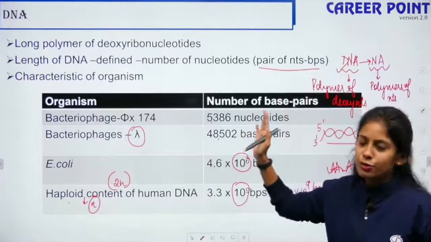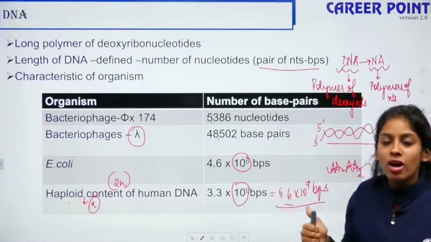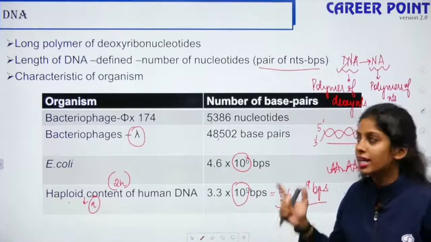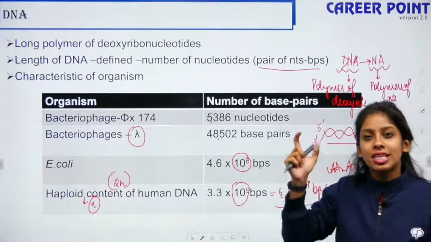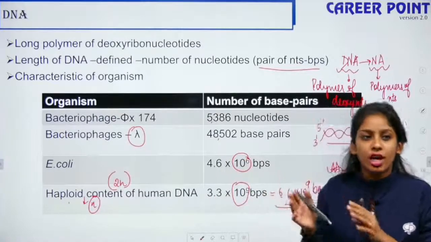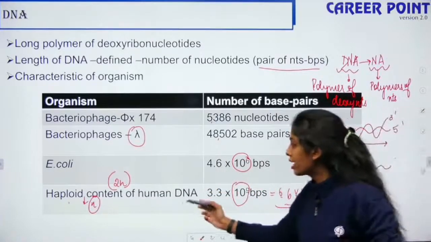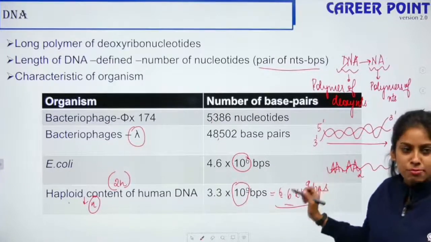So this is about the first slide. Okay, so I hope you got it clear. What is important in a DNA, or how do you measure DNA in terms of nucleotides? Each organism has a characteristic length of nucleotides. So if they ask you how many nucleotides a human being has, the diploid content of a human being has 6.6 into 10 to the power 9 base pairs.